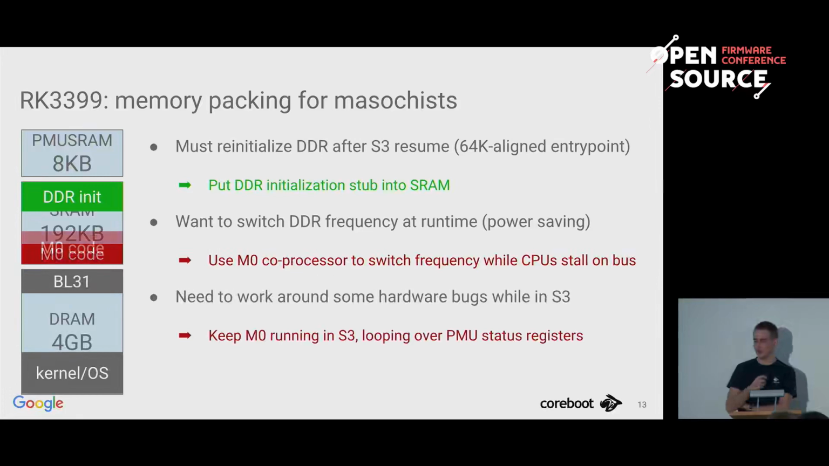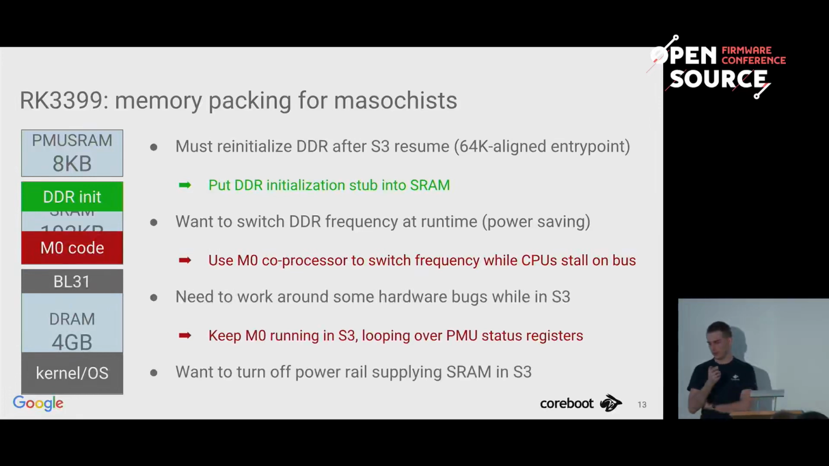But then we had a great idea on how to save some more power. There was one more power rail we could turn off, which powered most of the chip, and turning it off would have saved us a bunch of power. Unfortunately, it also powered the SRAM. So at that point, we have a problem, because we can turn the system off, but when we turn it back on, we don't have anything to resume from.